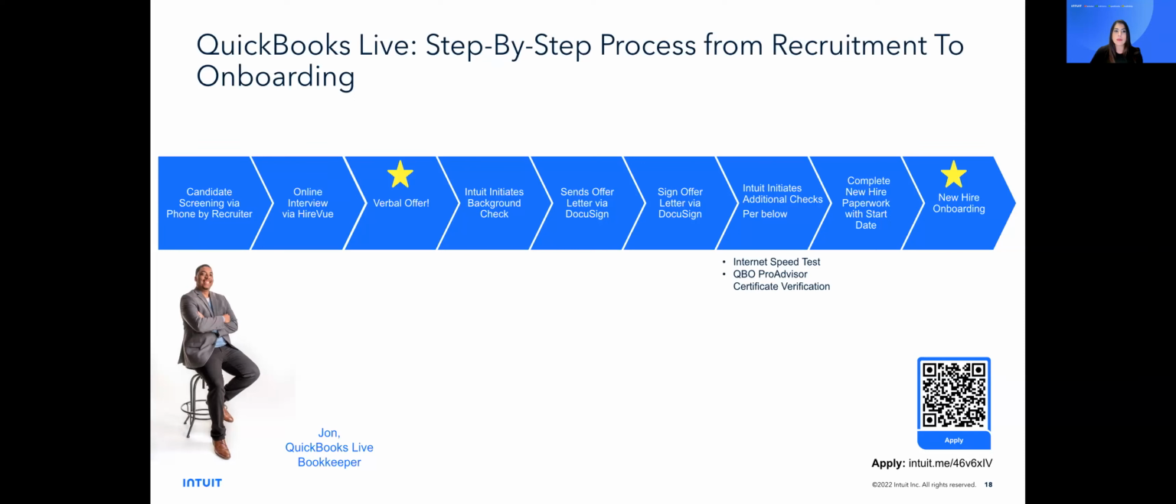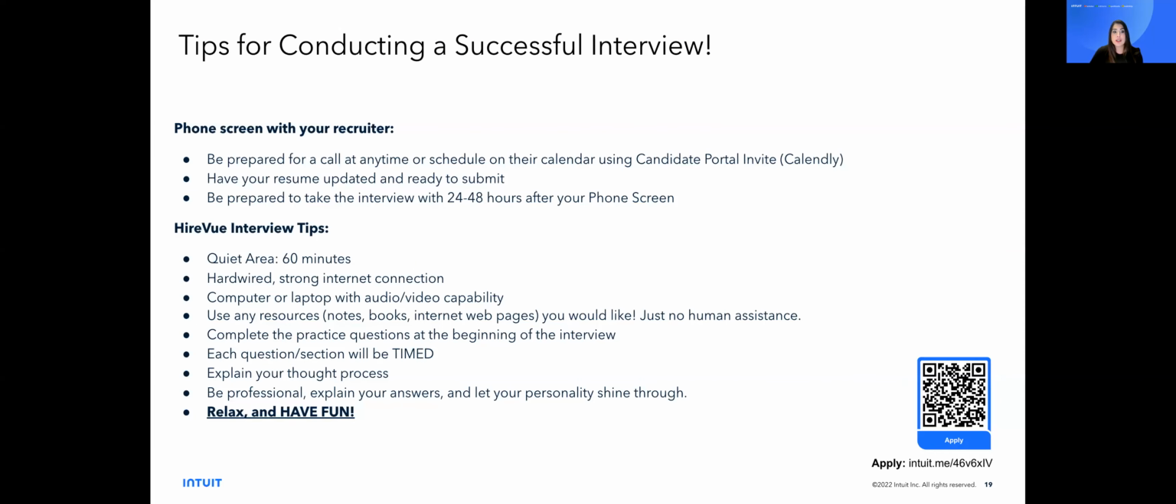Okay, so let's talk about that phone screen with your recruiter. What can you expect? As I mentioned, you want to be prepared for a call anytime from your recruiter, or you can schedule on their calendar using a portal invite. Again, that will be an email that'll be sent to you. You'll want to make sure you have your resume updated and ready to submit. Once that call goes well with your recruiter and you get all your questions answered, you'll be able to take your digital interview.